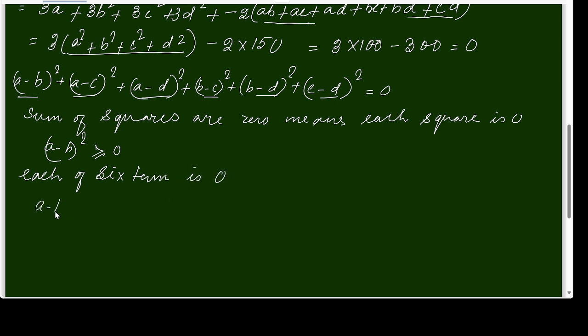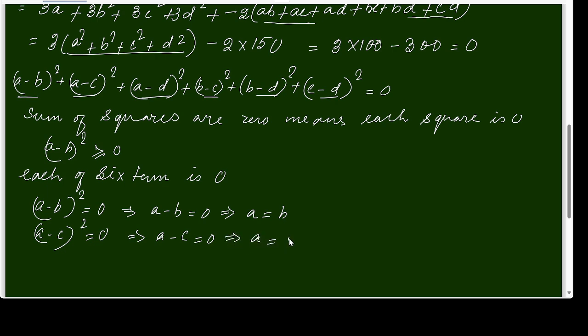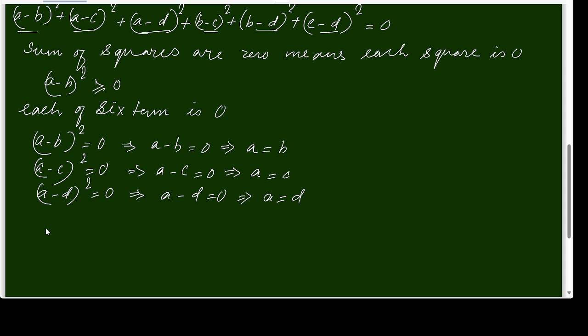So a minus b whole square is 0. This gives me a minus b is 0, or a is equal to b. Similarly, a minus c whole square is 0. This gives a minus c is 0, so a is equal to c. Then a minus d square is 0, so a minus d is 0, so a equals d. That means a equals b equals c equals d.